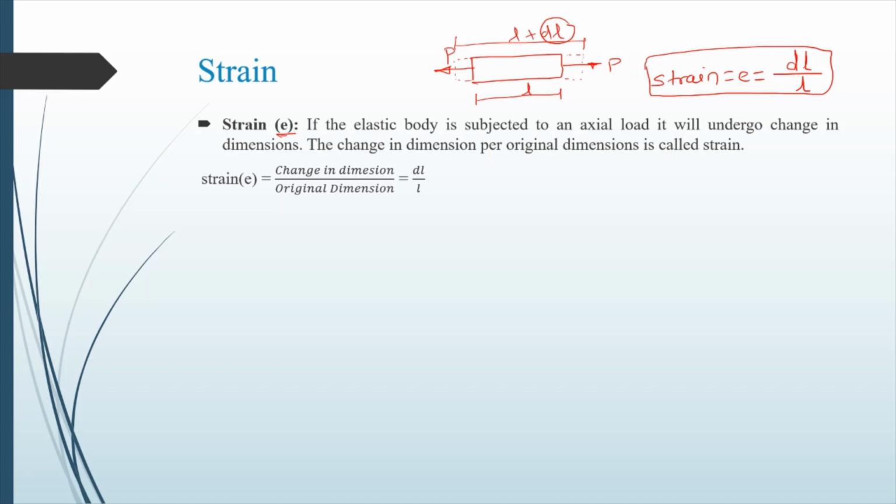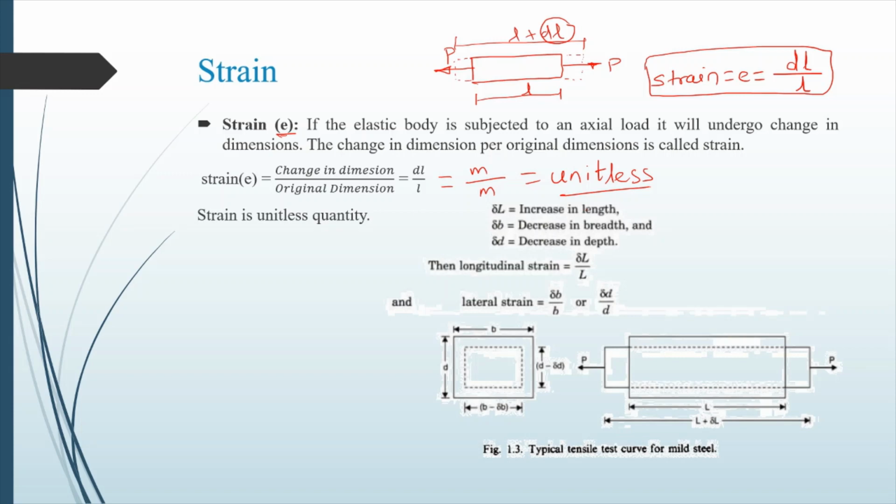So strain is equal to change in dimension upon original dimension, that is DL by L. Now what is the unit of strain? So how to calculate unit? What will be the unit of DL? DL is length, so its unit will be meter or mm, and length will again have the unit meter, so meter will get cancelled. The unit of strain will be no unit. Strain will not have any unit, so it is a unitless quantity.